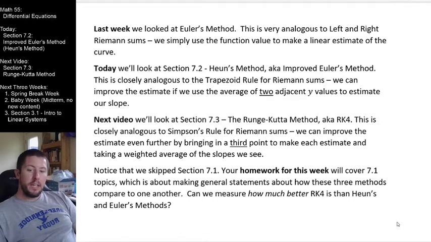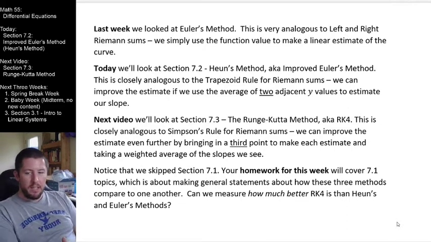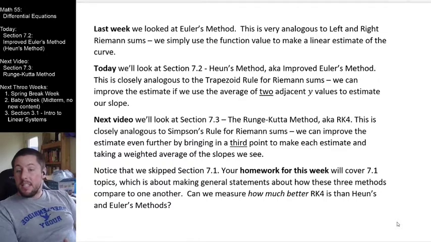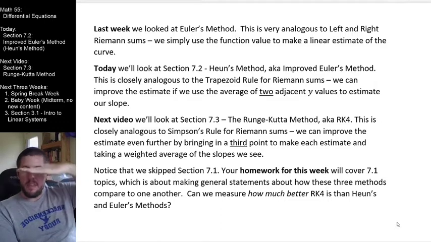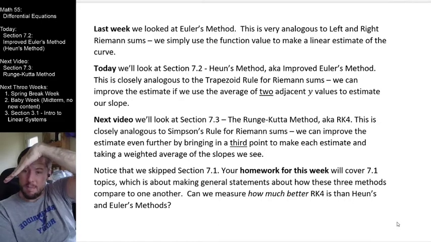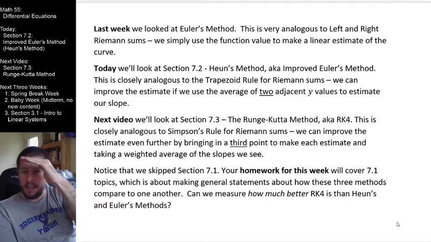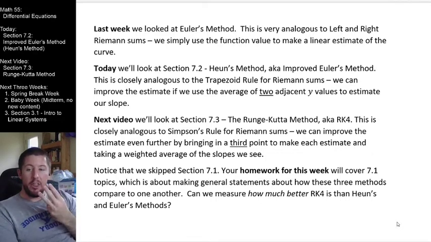In the next video, we're going to look at section 7.3, which is the Runge-Kutta method, also referred to as RK4. And one of my questions for today, before we get to the next video, is why do they call it RK4? This is closely analogous to Simpson's rule for Riemann sums, right? What you remember about Simpson's rule is that's where we used a parabola to estimate the area underneath a curve rather than the area underneath a flat line, which is a rectangle, or the area underneath a slanted line, which is a trapezoid. We instead said, what if we made a parabolic estimate of the curve and found the area underneath that? But what you guys know about parabolas is they require 3 points worth of information to get that parabolic information there.